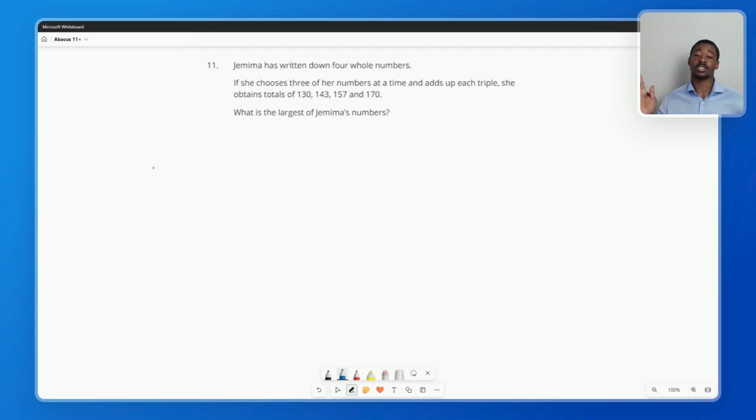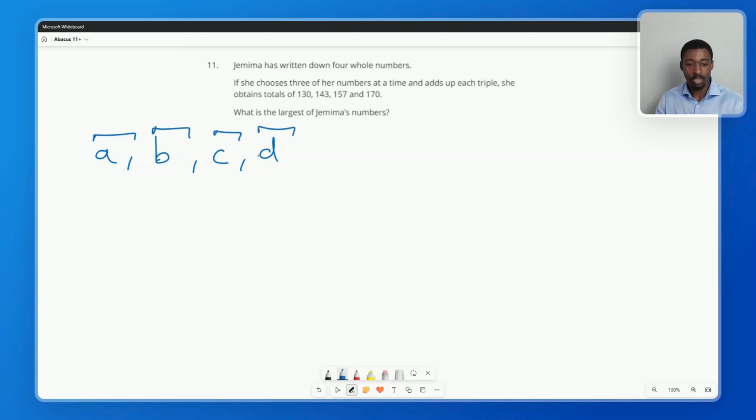So to even start to work this out, we have to use algebra. We have to ascribe some letters to these possible numbers. So let's use simple A, B, C, and D. Let's say these are the 4 whole numbers that Jemima has written down. And the reason this use of algebra is so important is because these letters can hold any value. They can be anything. So it helps us just to work out what's going on.